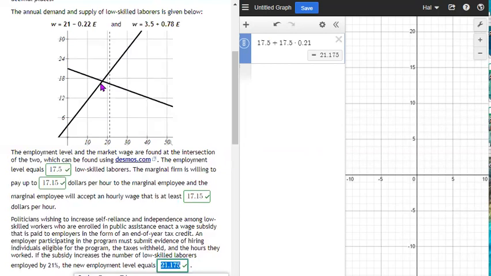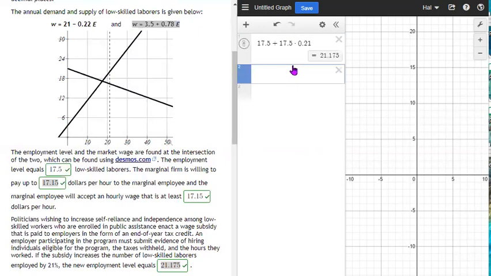The previous reservation wage at the equilibrium was 17.15. The marginal employee initially had a reservation wage of 17.15. The last employee drawn into this market by the subsidy has a reservation wage somewhere between 18 and 24, closer to 18 than 24. So 19 something, maybe 20 something, maybe it's between 19 and 20. So we're going to plug this 21.175 into the labor supply equation. I'm going to copy the labor supply equation right to here.